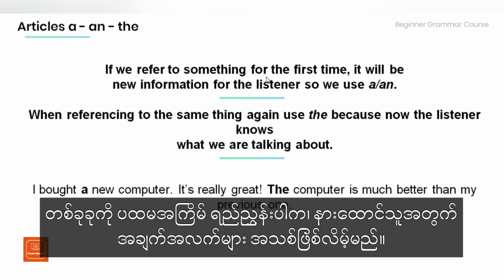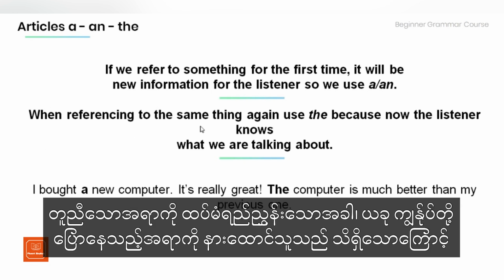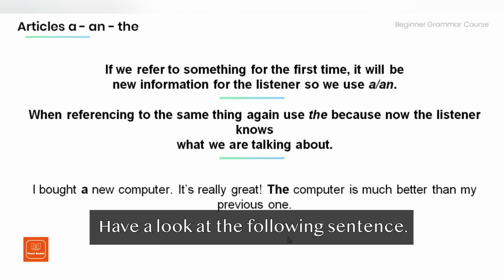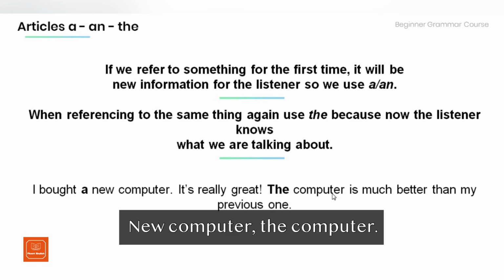And if we refer to something for the first time, it will be new information for the listener. And so we use a or an. And when referring to the same thing again, make sure to use the because now the listener knows what we are talking about. Have a look at the following sentence. I bought a new computer. It's really great. The computer is much better than the previous one. A new computer, the computer.